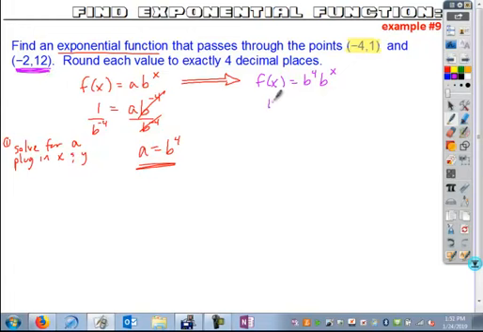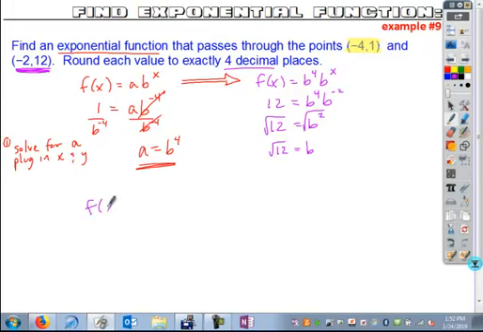My y value is 12. I don't know my b, but my x value is negative 2. When you multiply exponents with the same base, what do you do with their powers? Add. 4 plus a negative 2 is 2. Extract the square root, and here is my b value. I'm not going to leave it like this. I could simplify it, but I'm going to use the decimal form because it wants 4 decimal places.